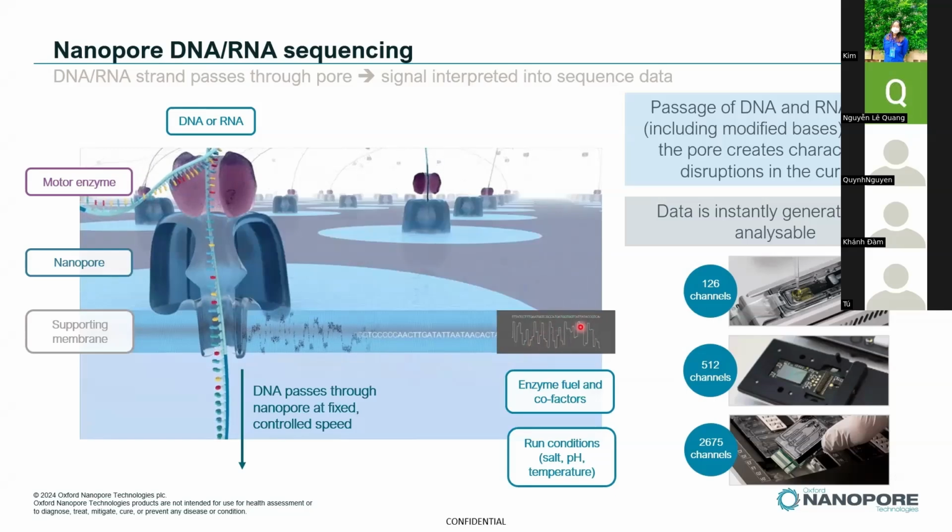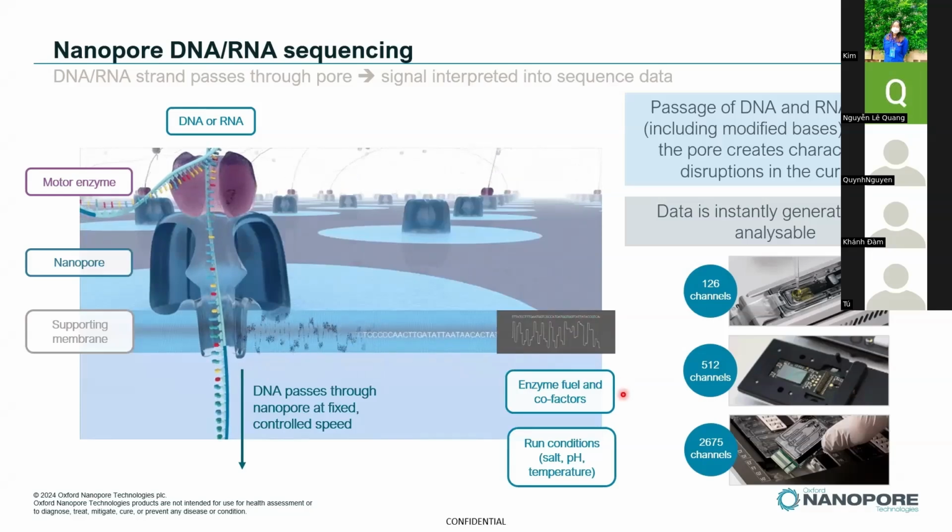From what you can see from this image here, this is what we call a squiggle. And then the squiggle will be decoded using base calling algorithms to determine the DNA or RNA sequence in real time. Or to make it easier to remember, you can think of the current as water that flows through the pipes. So when an object enters the pipe, the flow of the water is disrupted, just as how the DNA or RNA disrupts the current as it passes through the nanopore.